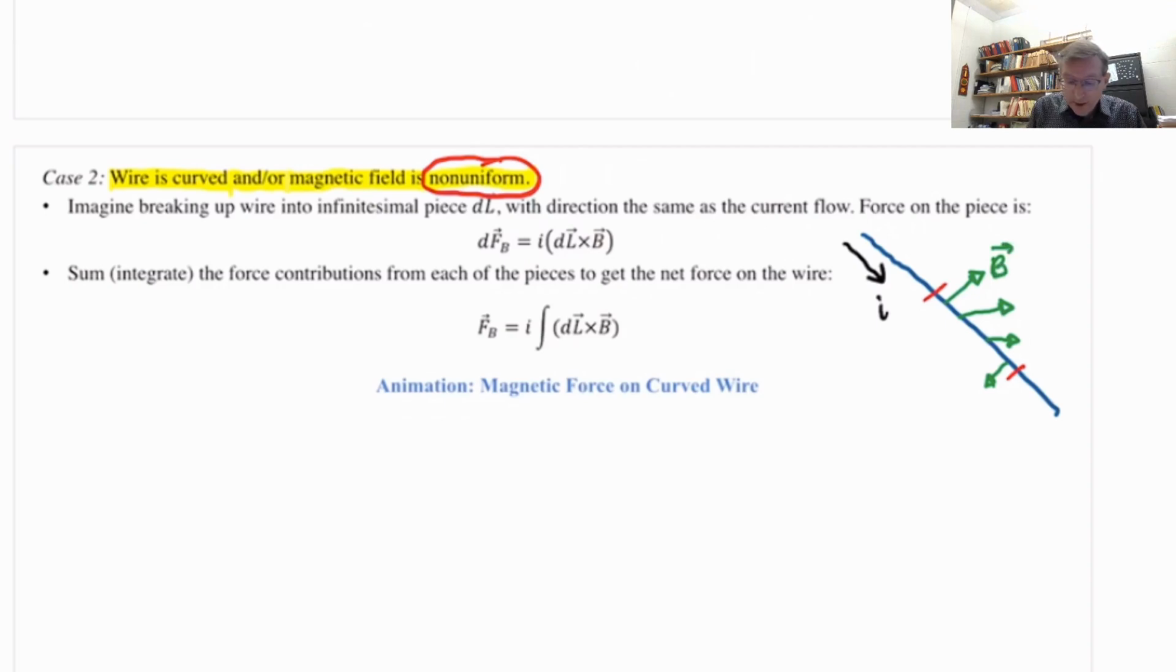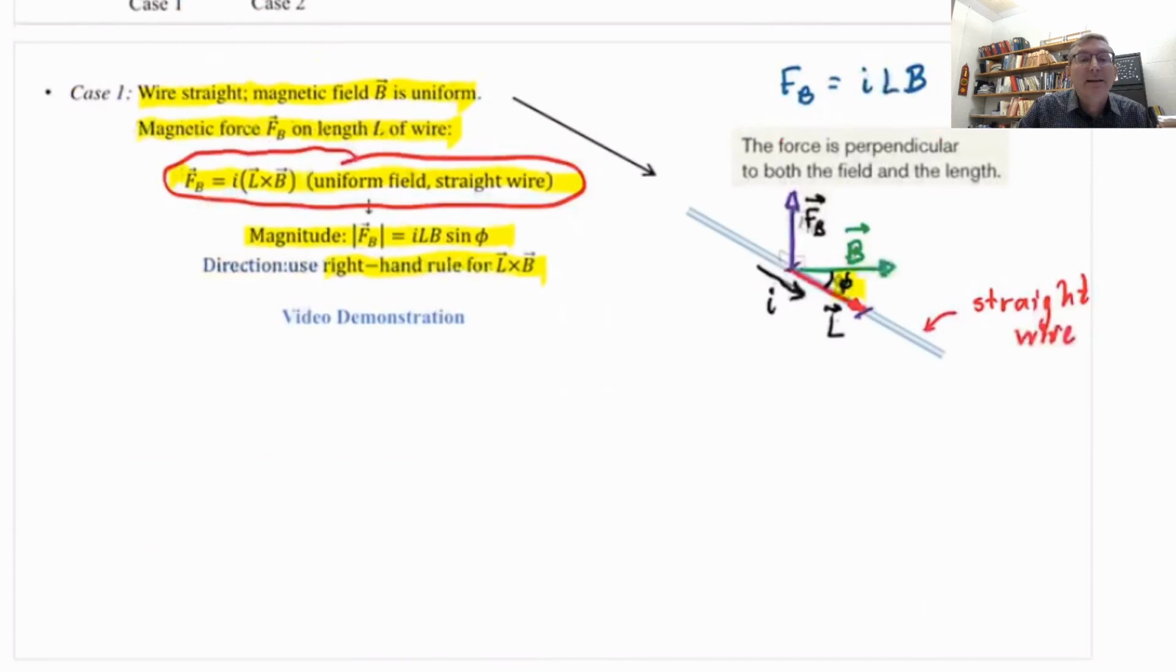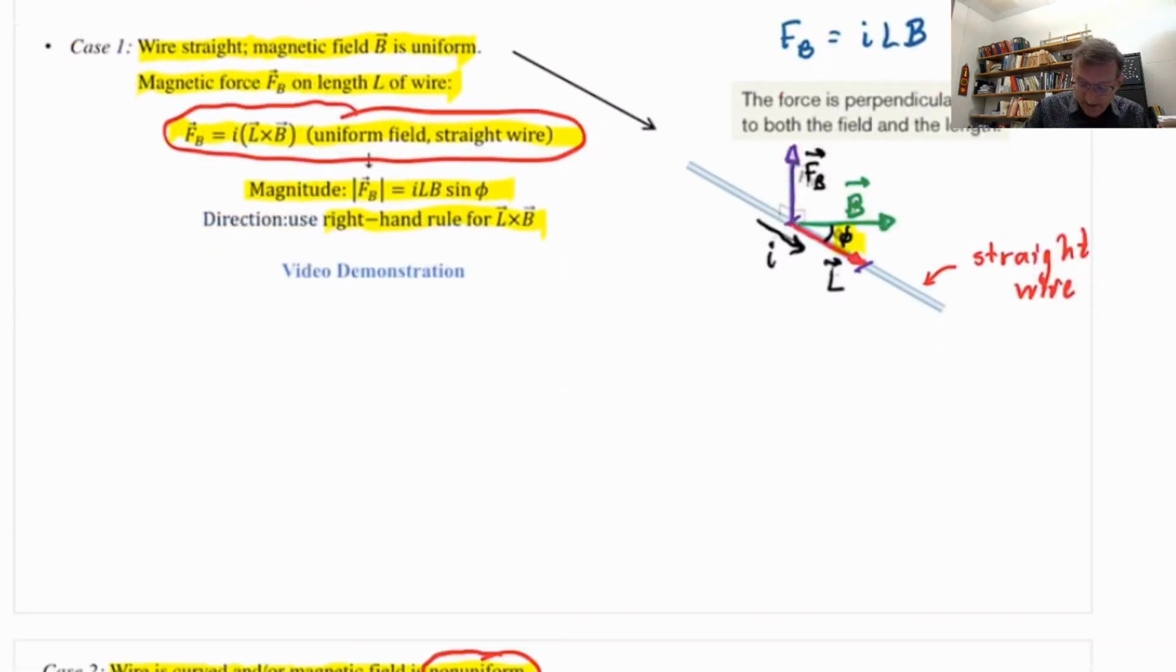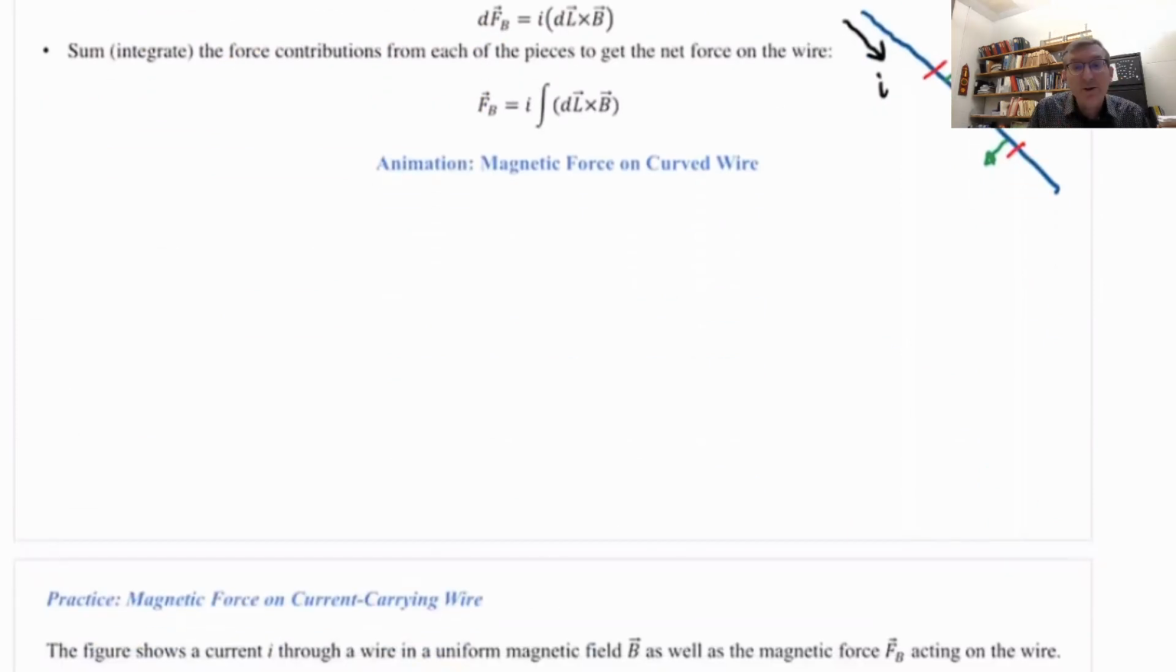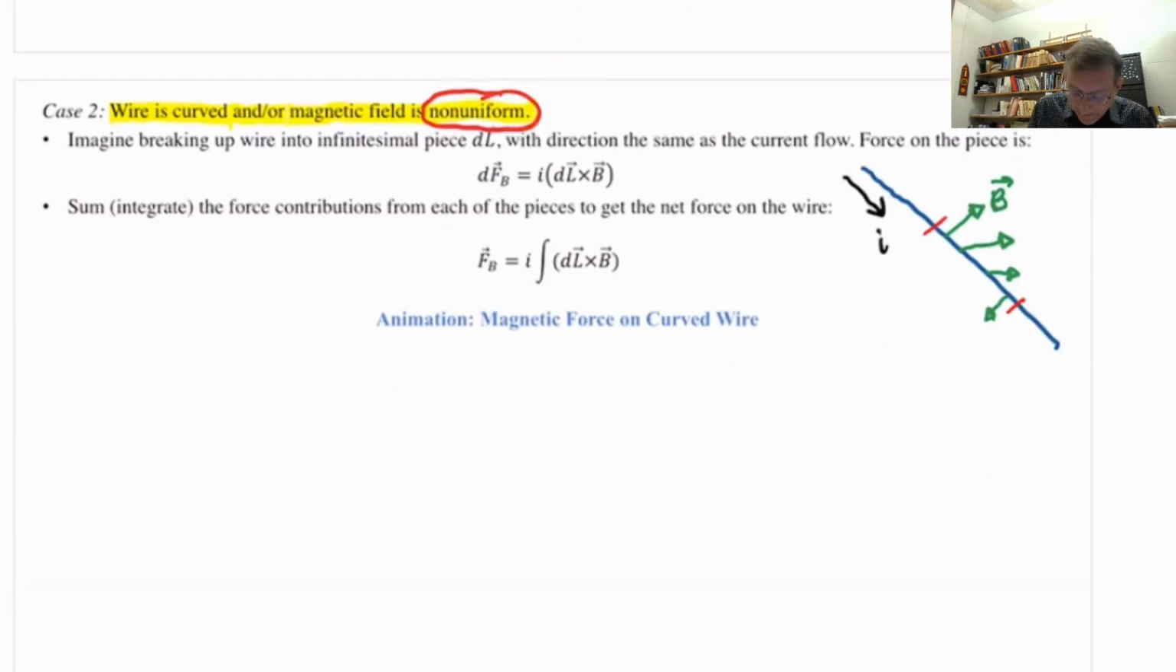Okay? You can't go back up here and just use that formula, I times L cross B, because the B is different at different locations. So you have to do the standard calculus thinking. You have to imagine breaking up the wire into infinitesimal pieces, each with its own little length vector, dL arrow.